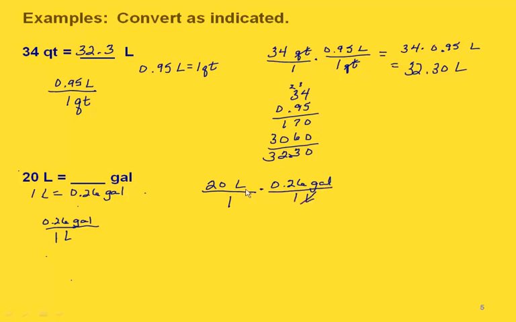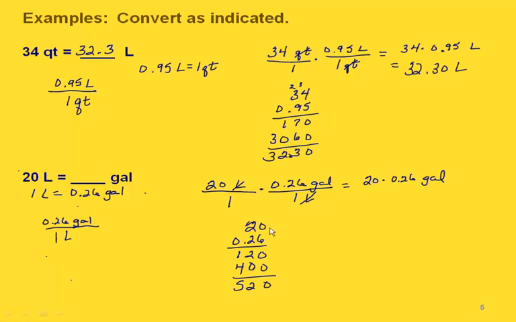over 1 liter. Our liters cancel out and the unit we're left with is gallons. So now we have 20 times 26 hundredths of a gallon. We don't have anything in our denominator because those were both 1s. So we just need to multiply 20 times 26 hundredths. And multiply here, we get 0 and 12, and then here we get 0 and 4. This ends up being 520.